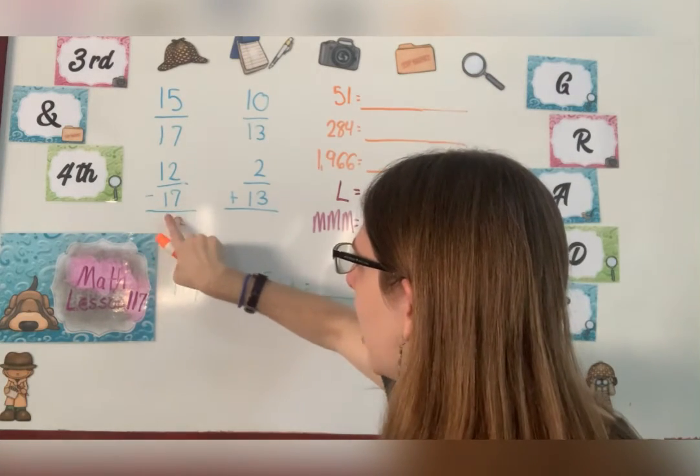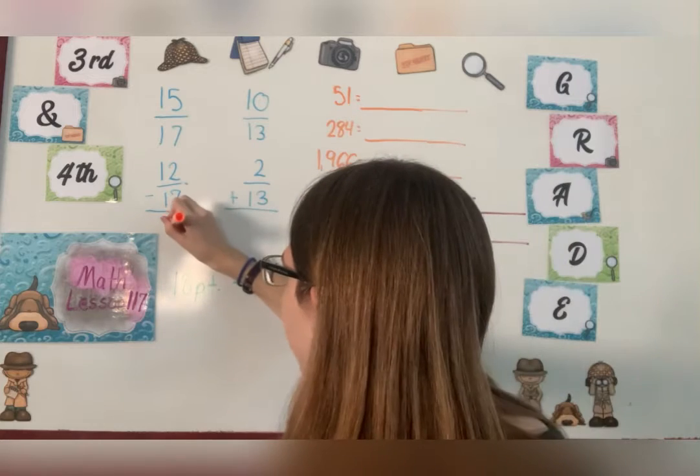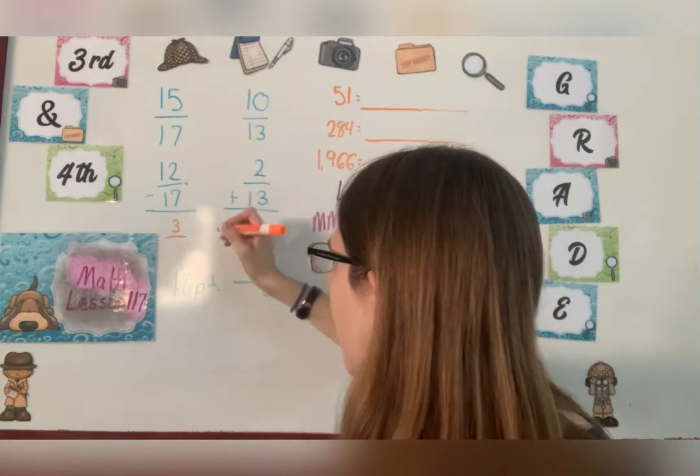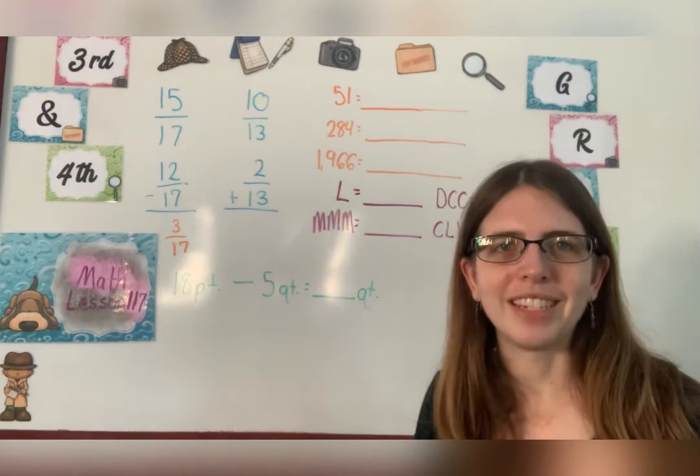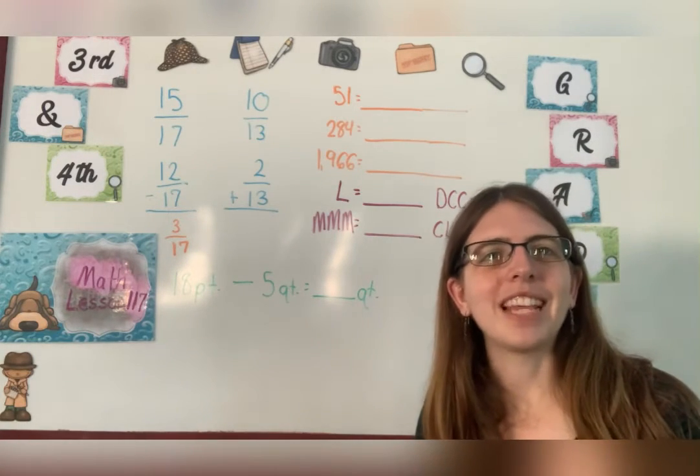Excuse me, it got a little lopsided. Let me try to write that again a little neater. Okay, fraction bar, keep our denominator the same. 3/17. Okay, now we do the same thing with the addition.